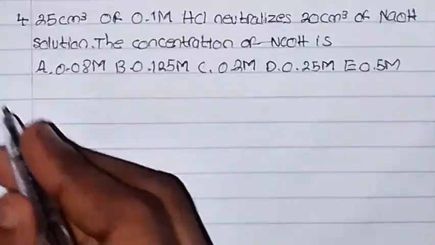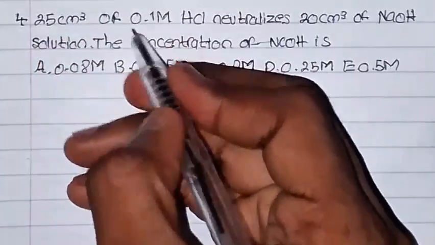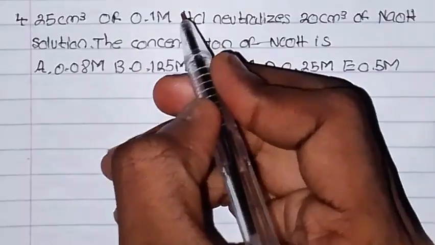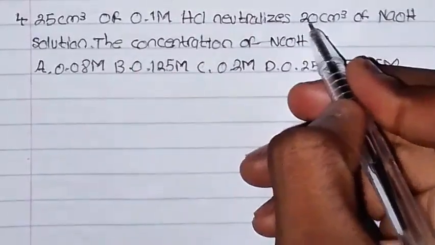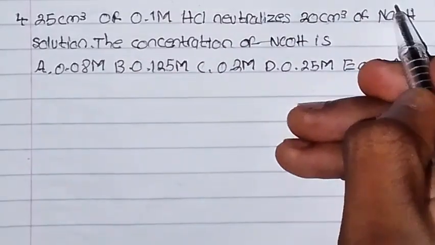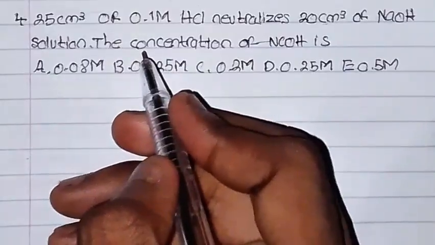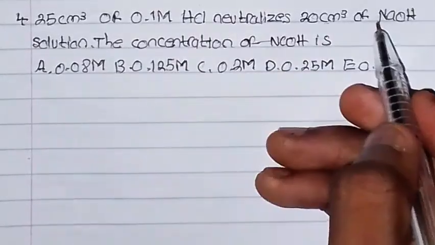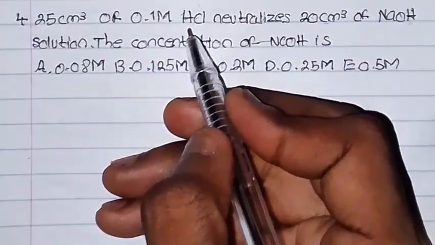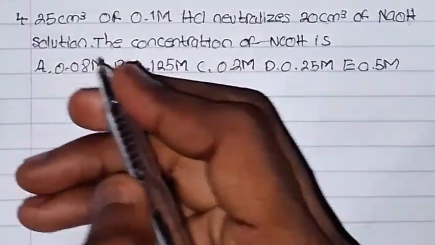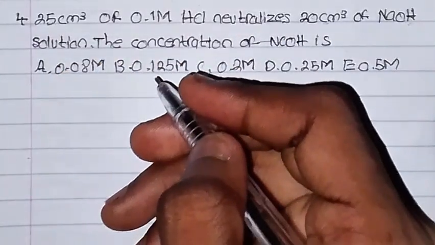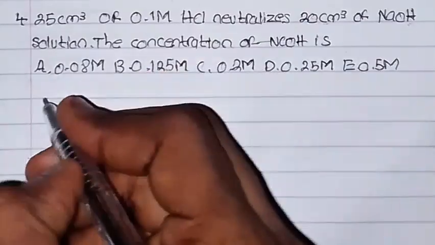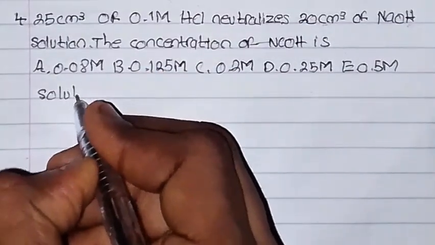We have V2 is equivalent to 200 cm cube. Option B. 25 cm cube of 0.1 molar, that's concentration in dm cube, HCl neutralizes 20 cm cube of NaOH, sodium hydroxide, hydrochloric acid solution. Alright, find the concentration of NaOH. Now, when I mention sodium hydroxide and hydrochloric acid, this is a base, this is an acid. Neutralization reaction. Now, for a neutralization reaction, I'm going to use the neutralization equation.